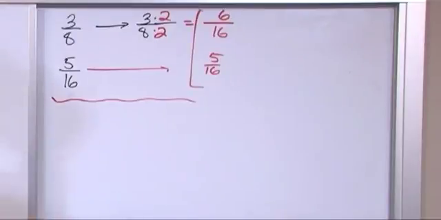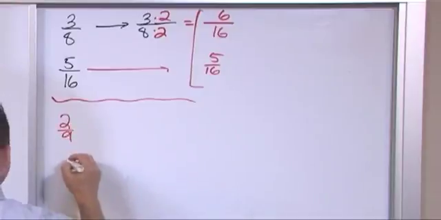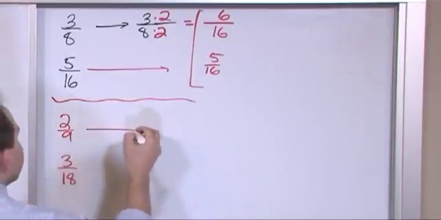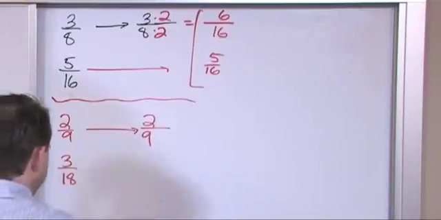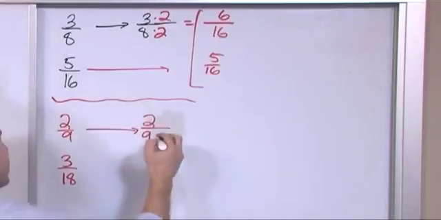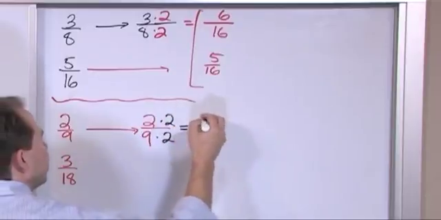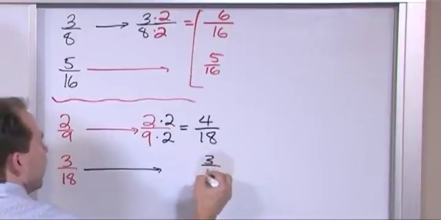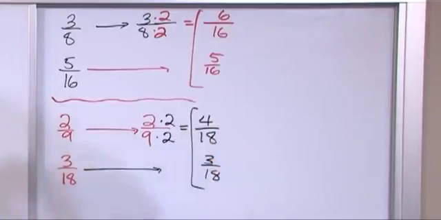So in that case, I did not have to mess around with both of them. What if I have 2/9 and 3/18? I look at that and I say, well, I have 18 and I have 9, so all I really have to play around with is 2/9. What if I multiply the top by 2 and the bottom by 2? Then 2 times 2 is 4, 9 times 2 is 18. This one I don't have to mess with, 3/18. So these two fractions now have a common denominator and they represent exactly the same amount of stuff. It's the same pair of fractions, it just looks a little bit different.